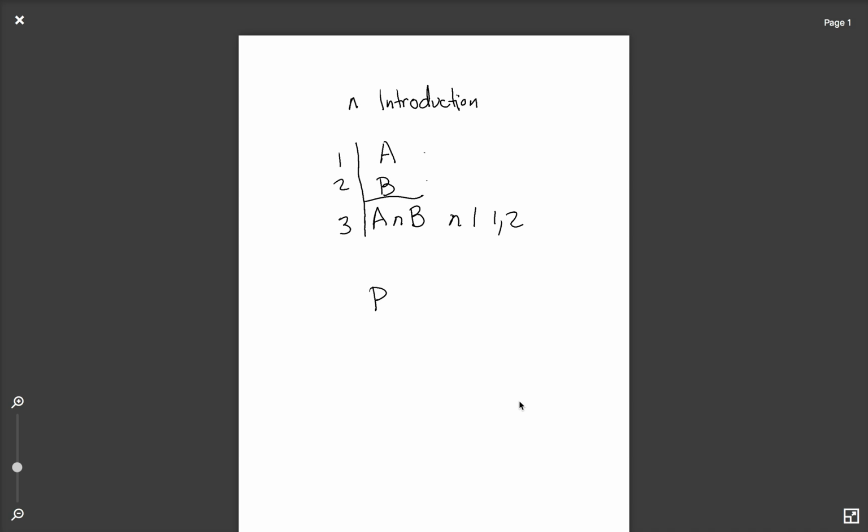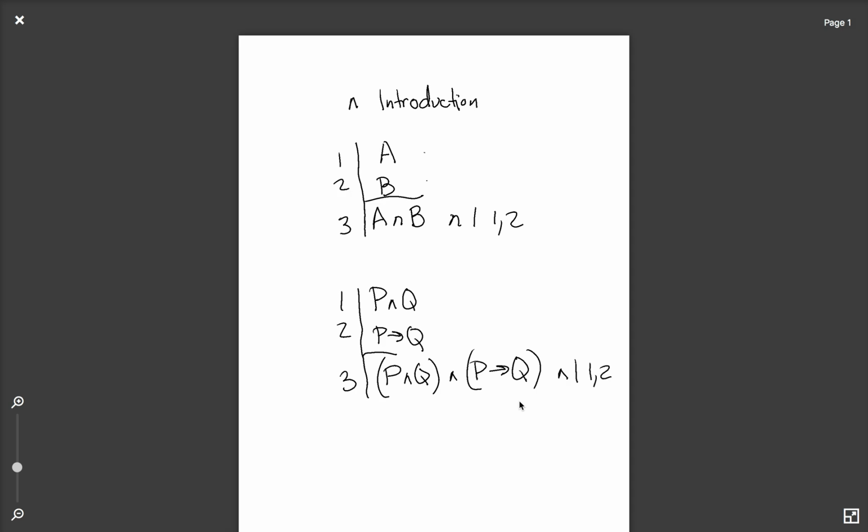So you could have something like this, say, and then you could put these two together if you wanted to. They don't have to be right next to each other, but in this case they are. So you take the entirety of line 1 and line 2 and you put them together, conjunction introduction 1 and 2. It's really important in conjunction introduction, you take the whole thing on one line and you add it to the whole thing on another line and you make a conjunction out of it. Any two lines of a proof can be combined that way, because if I know they're true separately, I also know their conjunction is true.